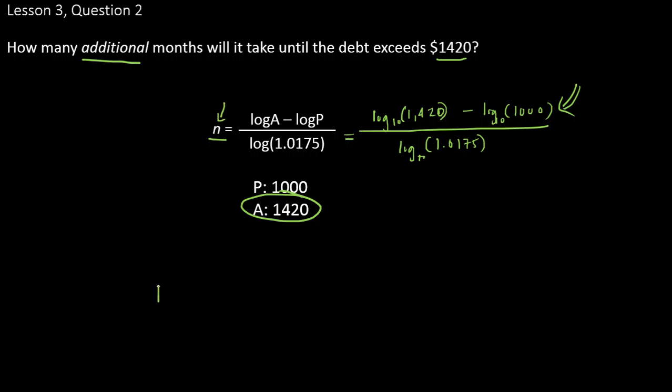So we're going to take the N from question 2, the number of months, and we're going to subtract the N, the number of months from question 1, and that'll tell us how many additional months it took to build our debt all the way up to $1,420.